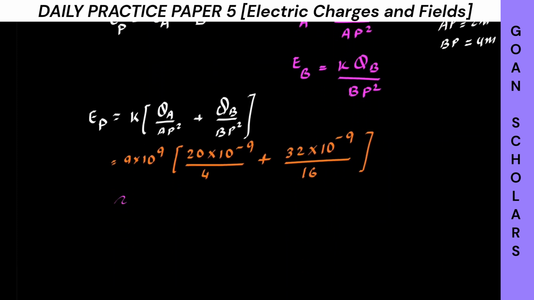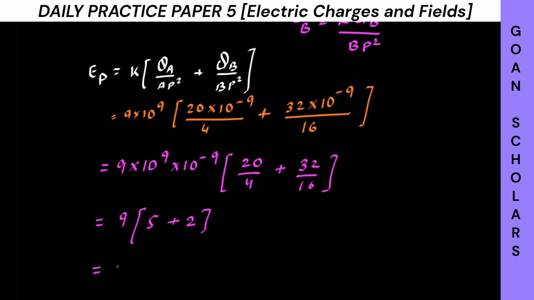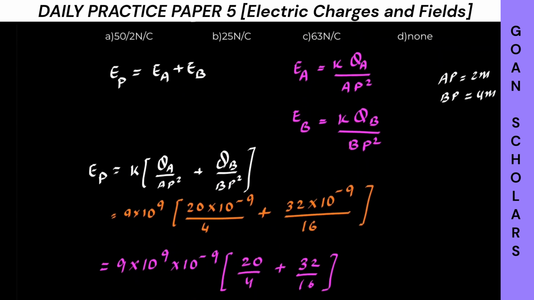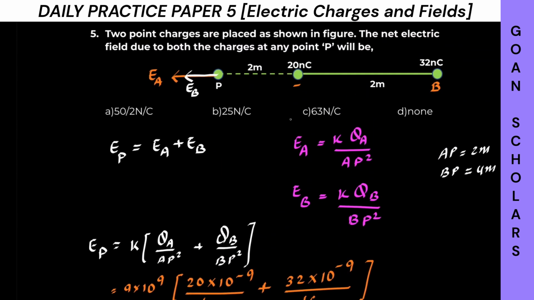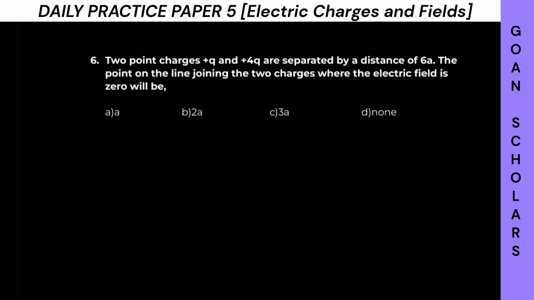Let's simplify it further. So this will be 9 into 10 to the power 9, and I am taking 10 to the power minus 9 common because it's there for both the terms. So 20 upon 4 plus 32 upon 16, correct? So this will give us 9 into 20 upon 4, 5, and 32 upon 16, 2. So this will be 9 into 7, and 9 sevens are 63. 63 newtons per coulomb. That's our unit. So the correct answer is 63 newtons per coulomb. That's option C.